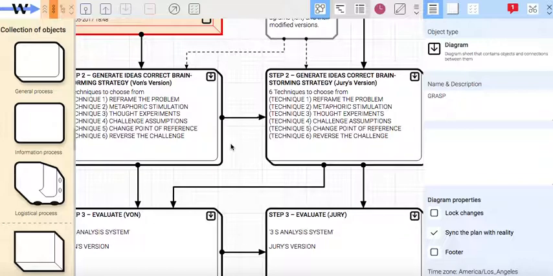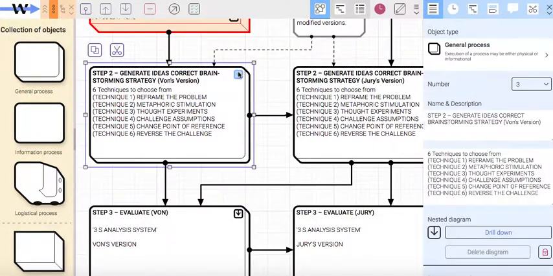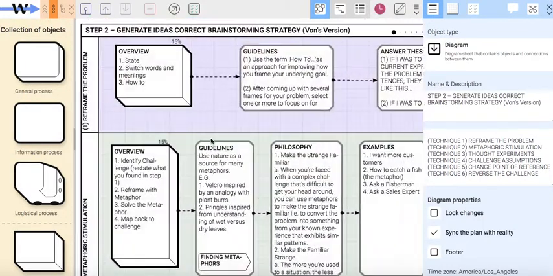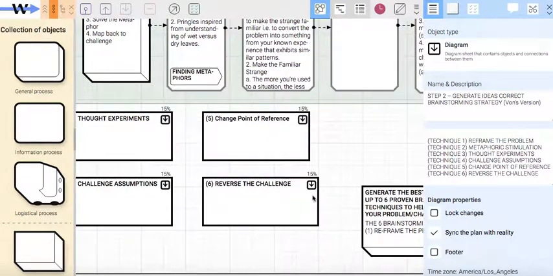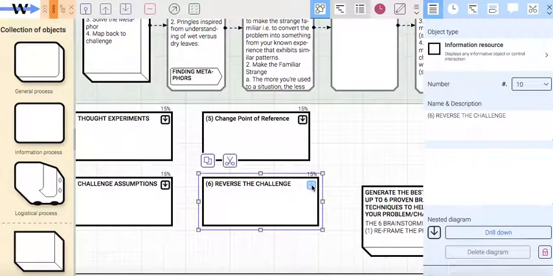Okay, so let's take a look at what I did really quick. I'm going to show you very quick, so you're going to see. So here, this is my reverse the challenge right here. I'm going to show you what I did.